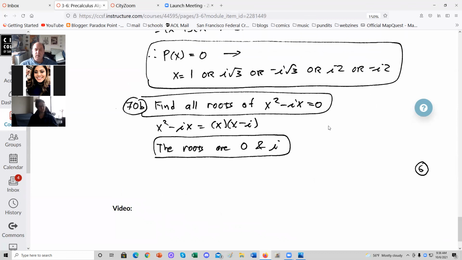Now here we have a polynomial with a complex coefficient, but that doesn't really do much damage. Find its roots. Well, okay, in this case, there's a common factor of x times x minus I. And so this is 0 only when x is 0 or when x minus I is 0. So the roots are 0 and I, and we're done.